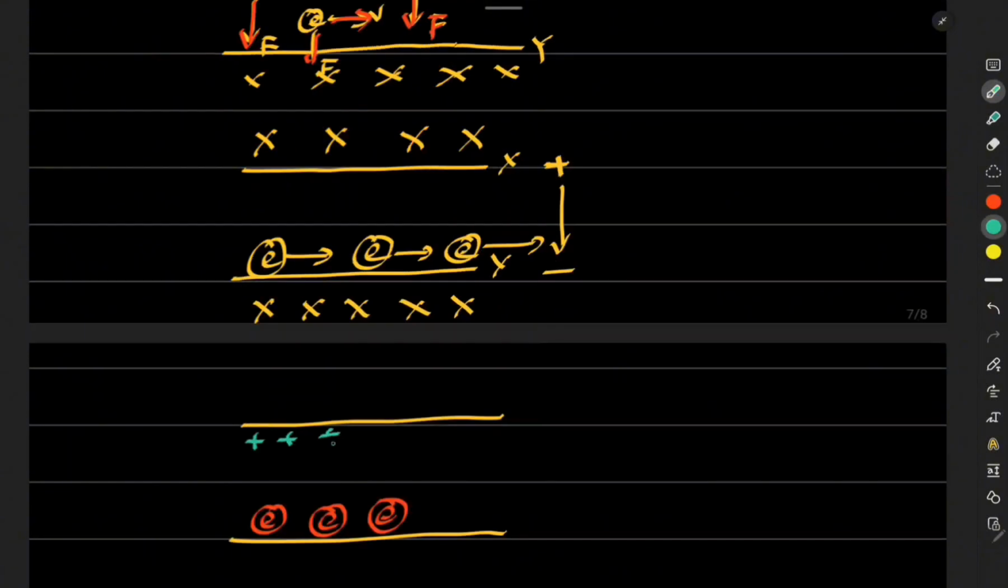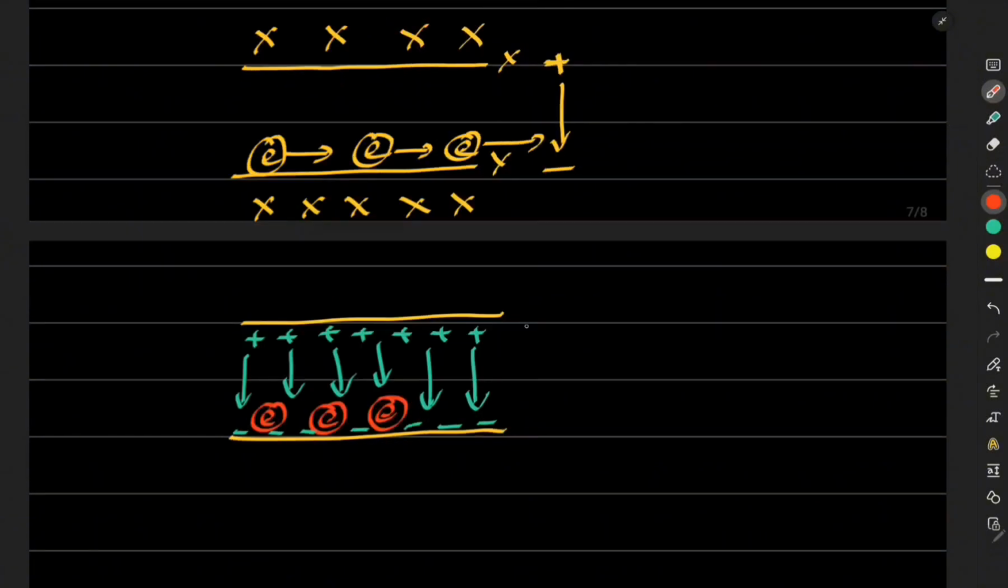The upper part is positively charged and the lower part is negatively charged. This creates a potential difference, which creates electric field lines. The potential difference between the X surface and Y surface we call the Hall voltage.